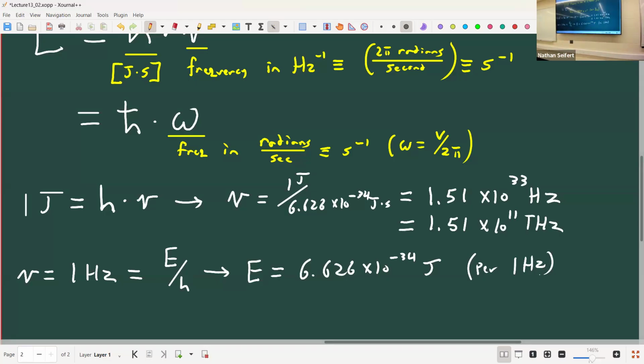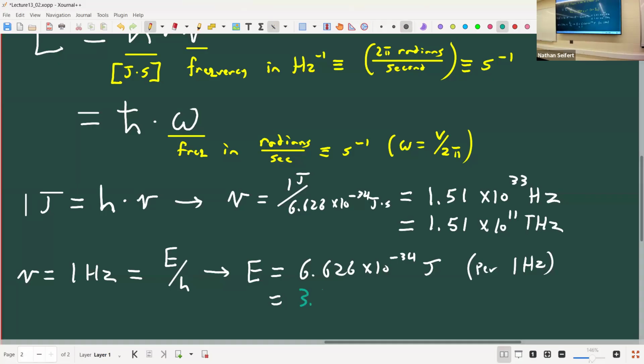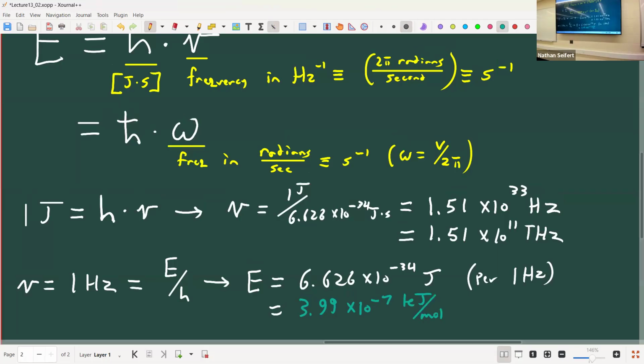All right, we'll just convert that to kilojoules per mole, because that's a number we're all more familiar with chemically. So I did it the wrong way. Right, this is 3.99 times 10 to the minus, there's 3 more units there, 10 to the minus 7 kilojoules per mole.